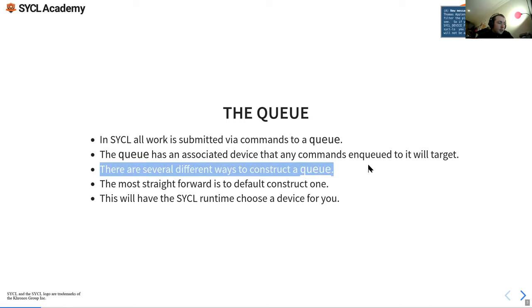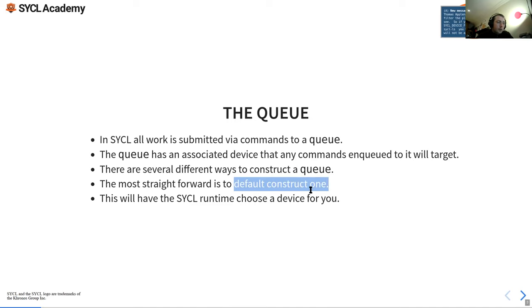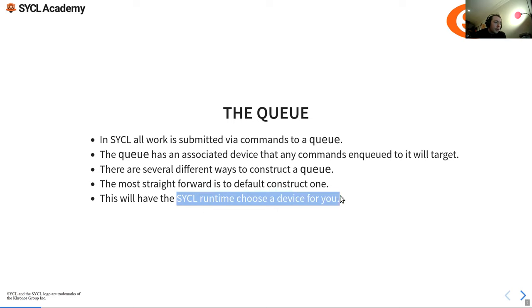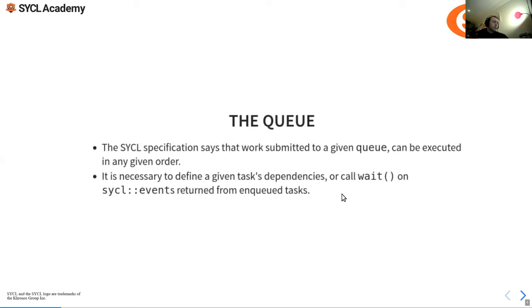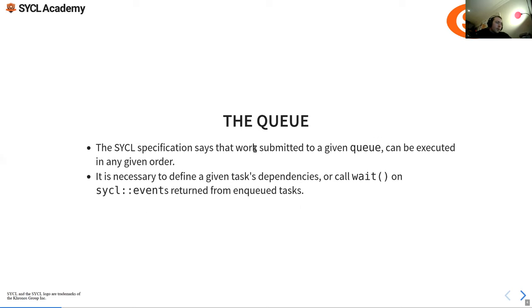There are several different ways to construct a queue. We're going to default construct one because it gives you a lot of flexibility at runtime. This will have the SYCL runtime choose a device for you, and you can override this using your device filter, as we saw. Work submitted to a given queue can be executed in any order. This is important. In general, when we're dealing with SYCL, the queues are not necessarily in order. They can be executed in whatever way the runtime thinks is optimal, the scheduler thinks is optimal.